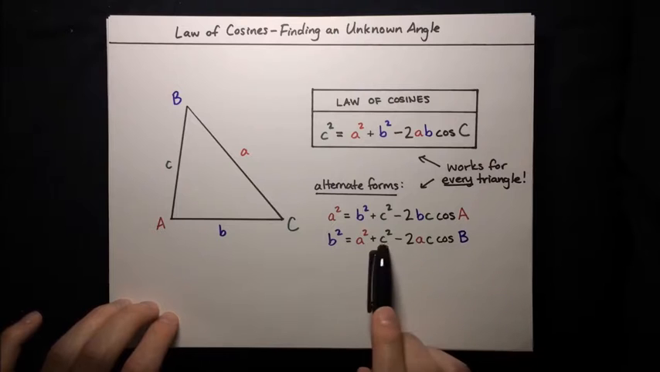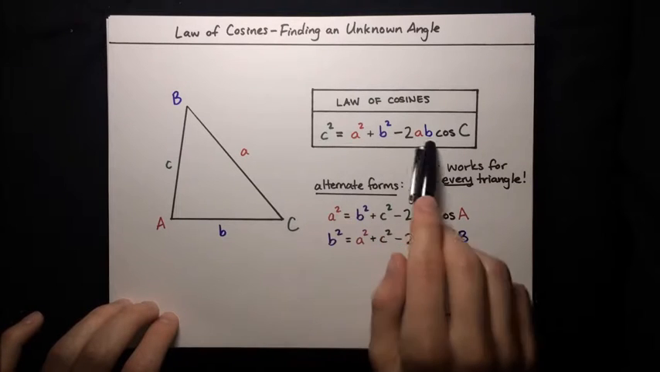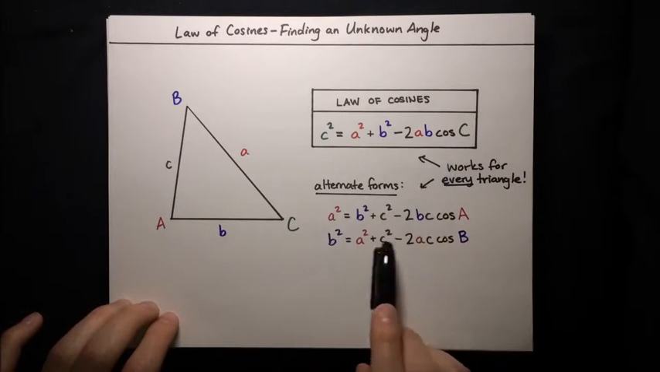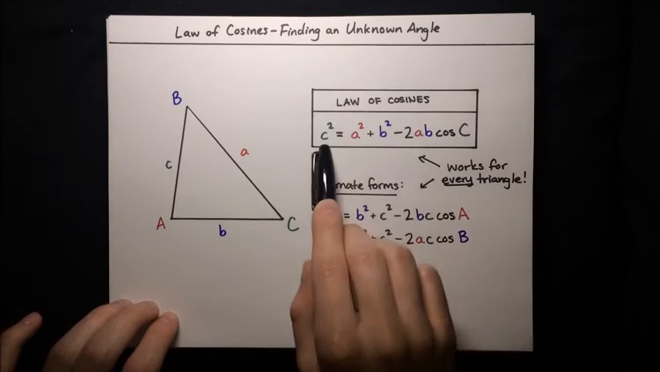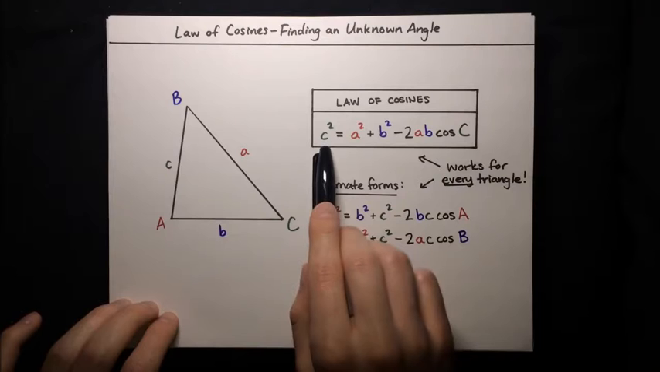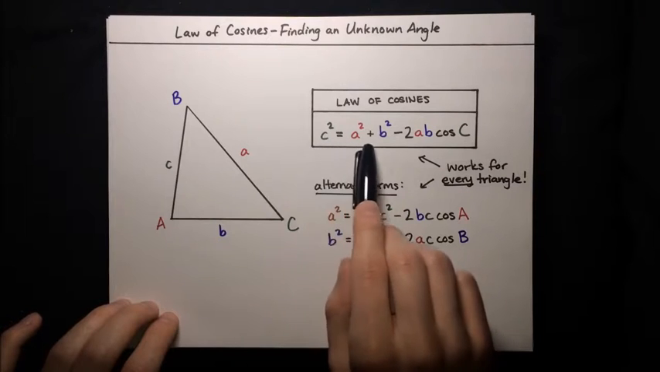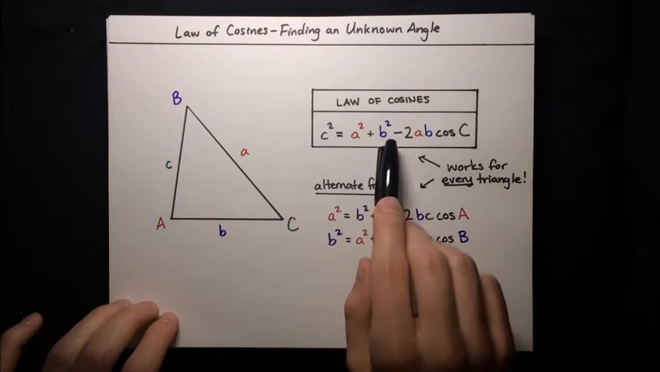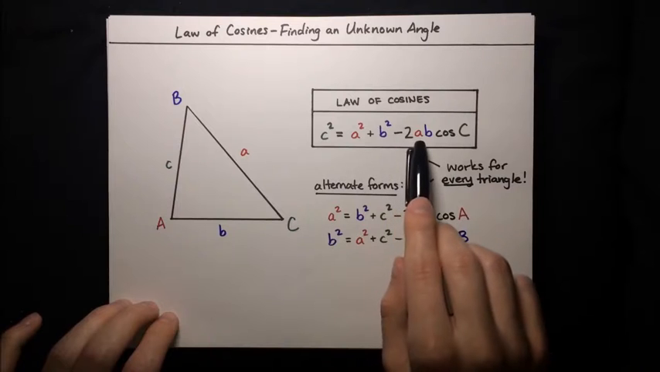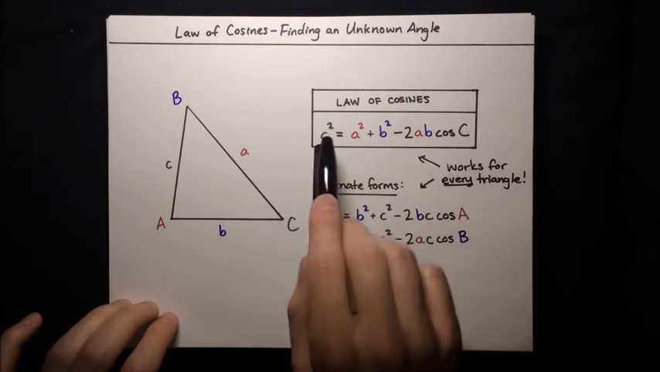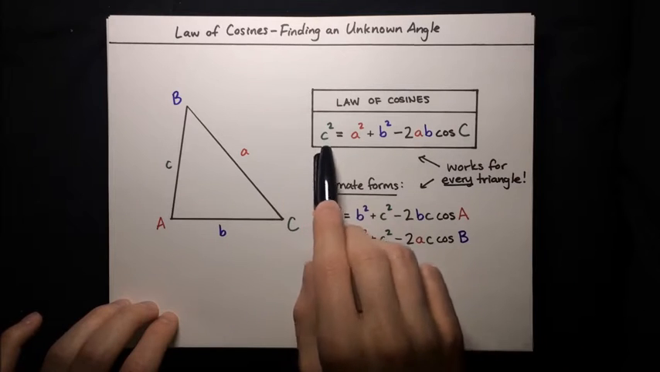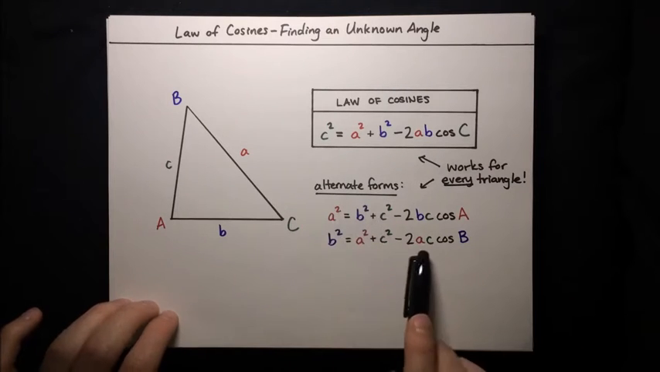Now, there's a pattern that goes throughout the original statement of the law of cosines and also the alternate forms. In general, the law of cosines just says that you can start out with a side length squared, and that's equal to the sum of squares of the other side lengths minus 2 times the other side lengths times cosine of the angle that corresponds to the side that you started with. And that's the way it is for all of the alternate forms as well.